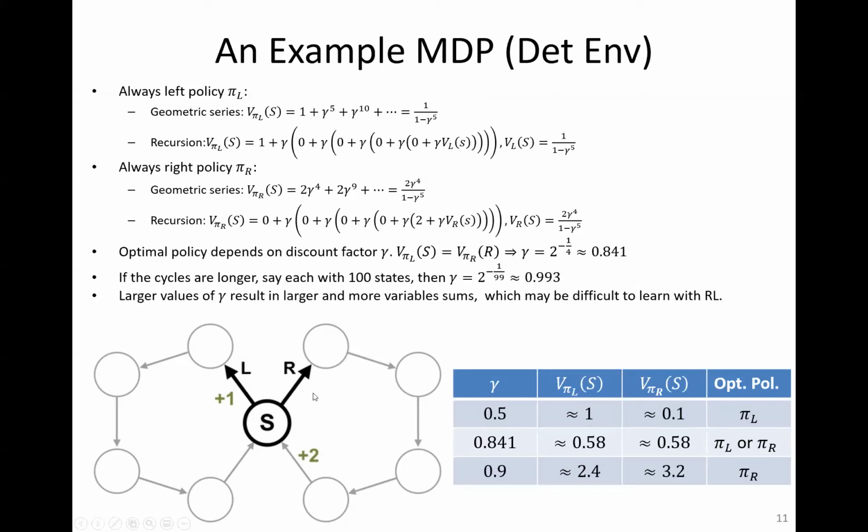The optimal policy depends on the discount factor gamma. The table shows that if gamma is 0.5, always left is the optimal policy. If gamma is 0.9, then always right is the optimal policy. When gamma is equal to 0.841, then the left and right policies are the same. If cycles are longer, say each with 100 states, then gamma is 0.993.